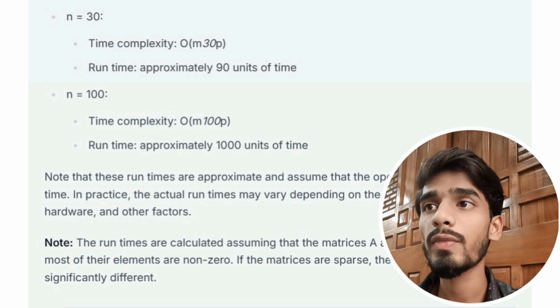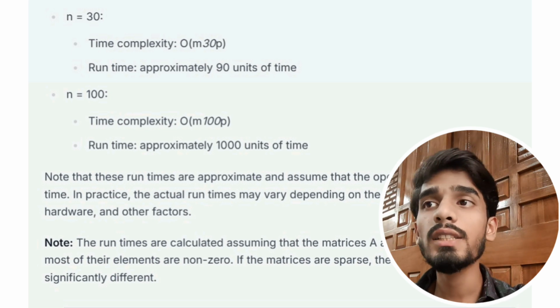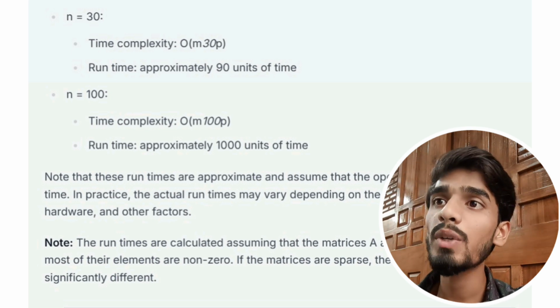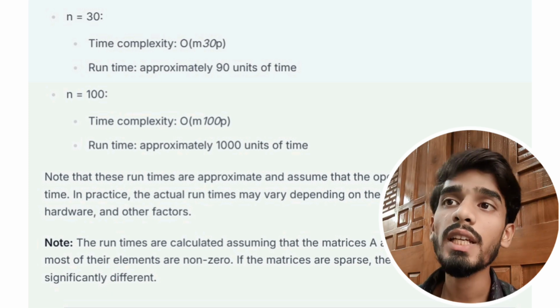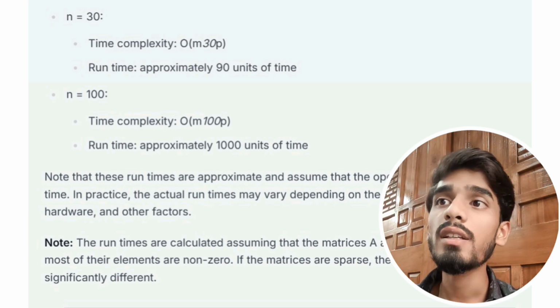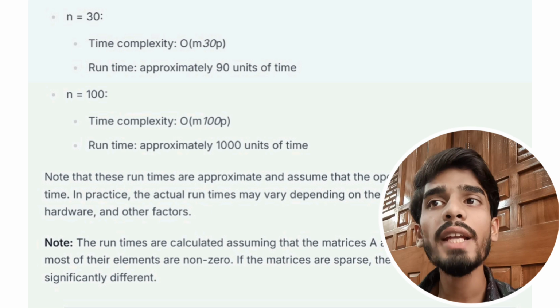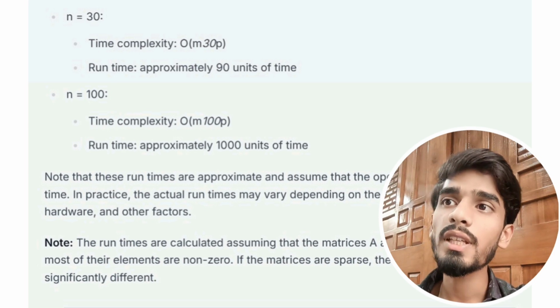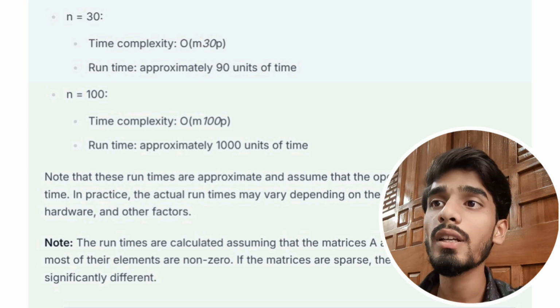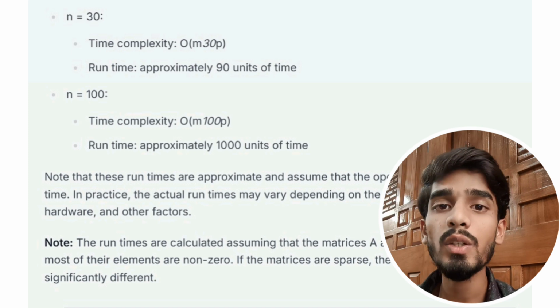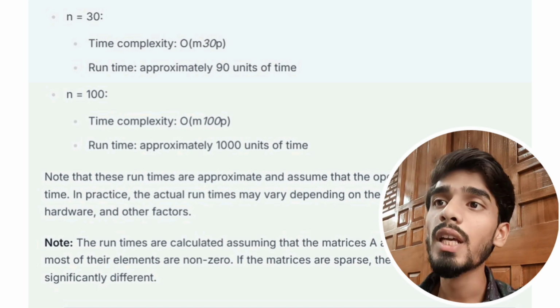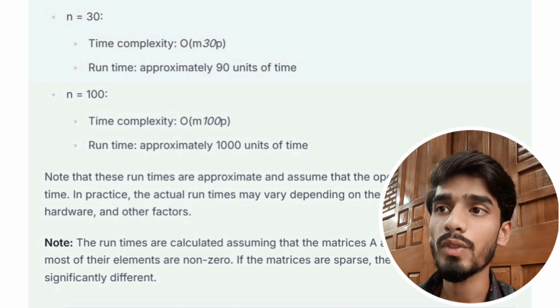Next case is n is equals to 30. Here time complexity will be big O of 30 into m into p and runtime will be approximately 90 units of time. Next is n is equals to 100. Here time complexity will be 100 into m into p and runtime will be approximately 1000 units of time.